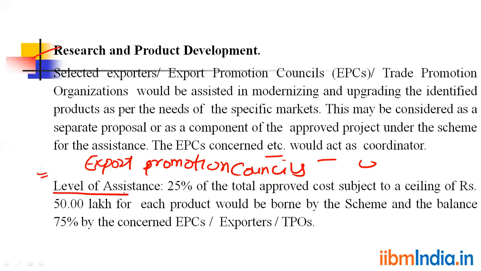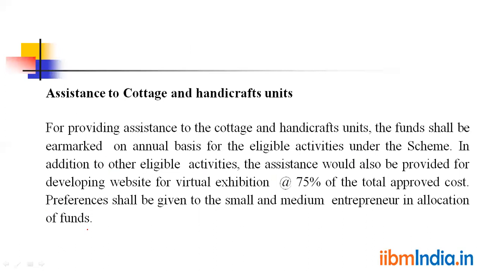Level of assistance is 25% of the total approved cost, subject to a ceiling of rupees 50 lakh for each product, which would be borne by the scheme, and the balance 75% by the concerned EPC, exporters and TPOs. Now, assistance to the cottage and handicraft units.